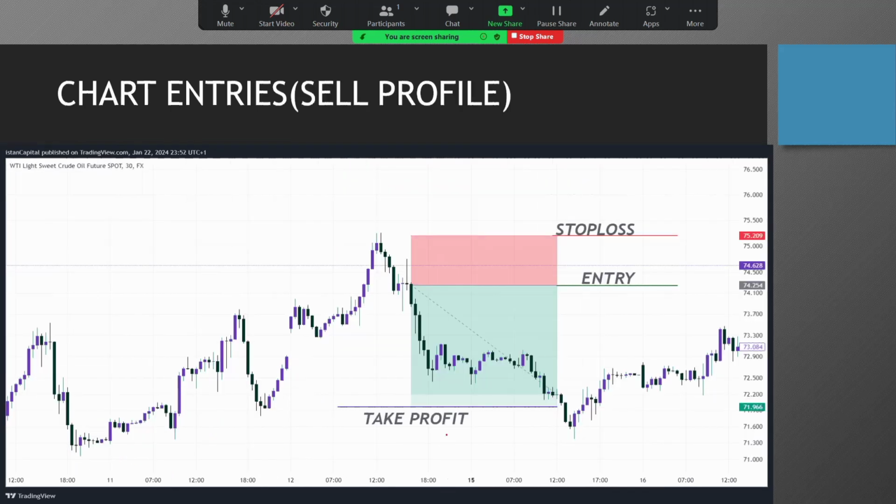The same thing in a sell. This is a sell profile. This is our entry point. The market has gone down. This is our take profit, right? So once the market reaches this level, the market closed you in profit, right? If the market has gone up and reached this level, the market will close us in what? In loss. This is stop loss and this is take profit. That is the difference.